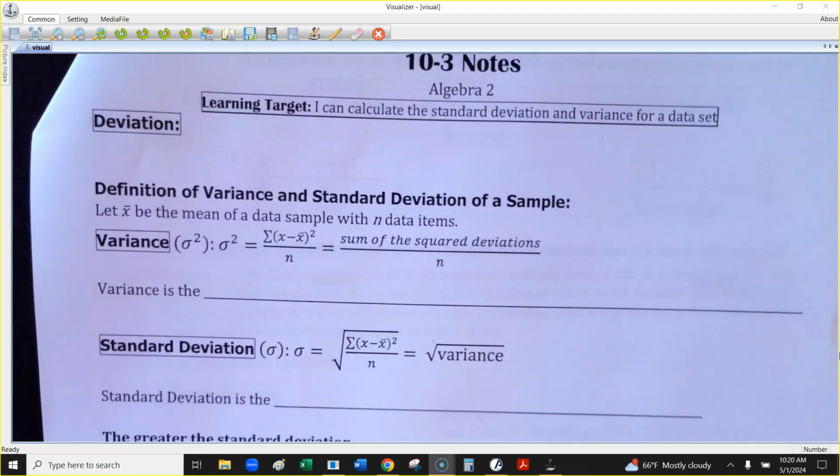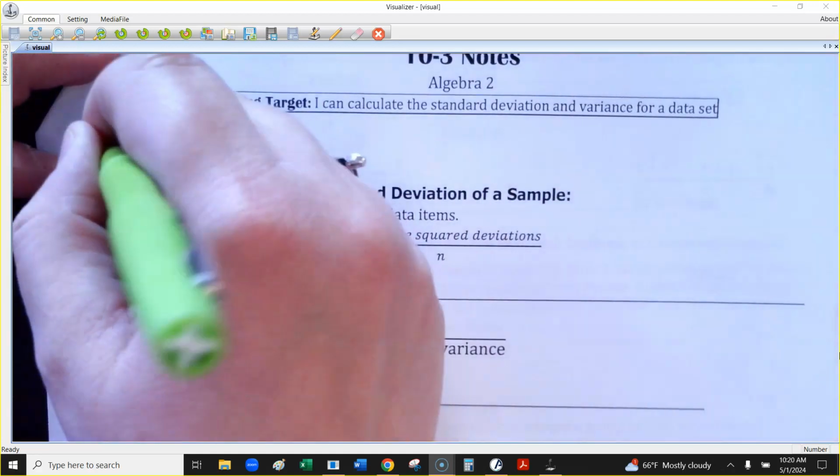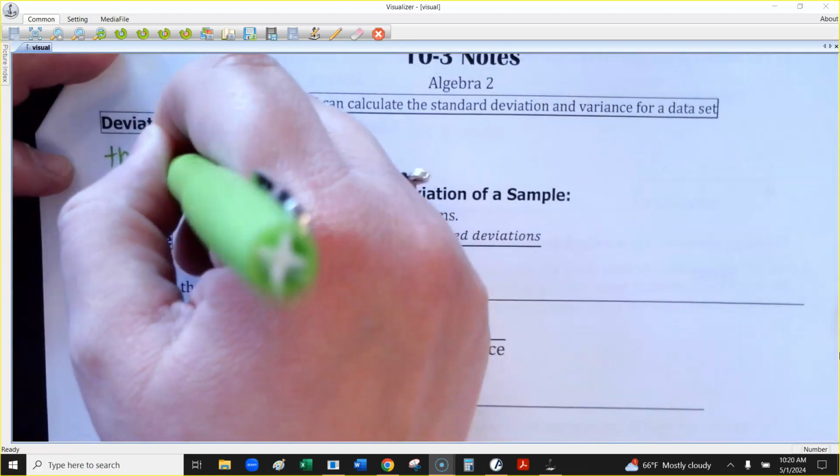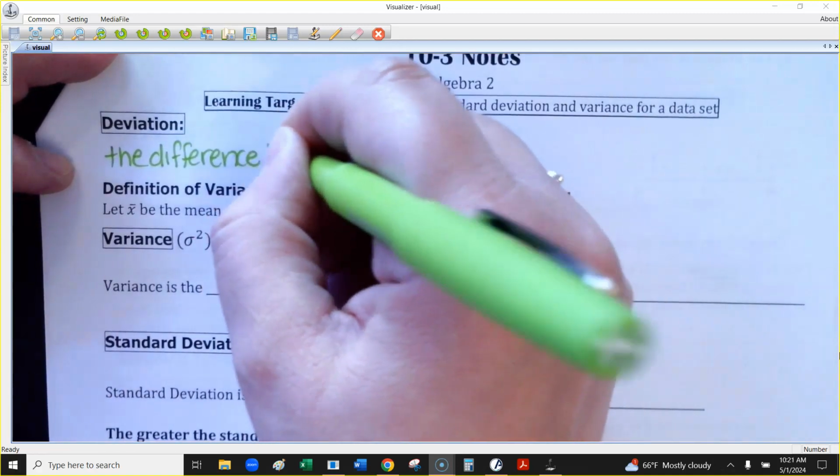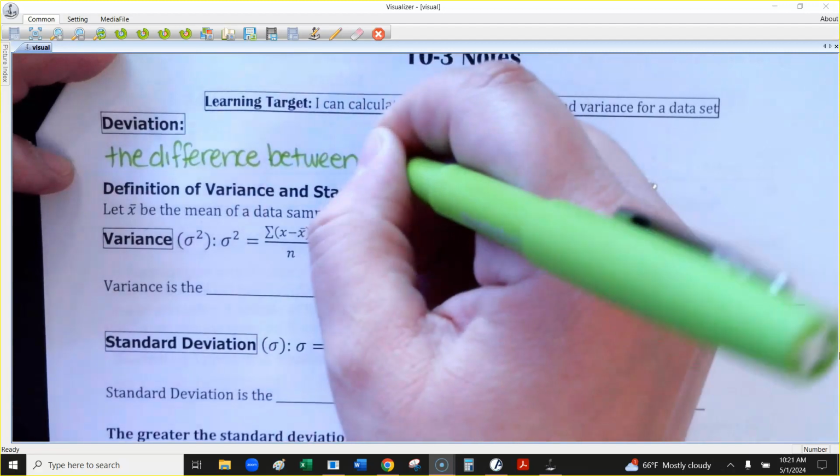But it's not bad at all, I promise. Okay, so what is a deviation? A deviation is the difference between a data value.